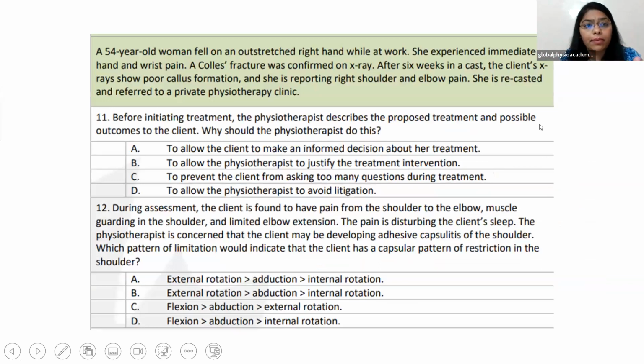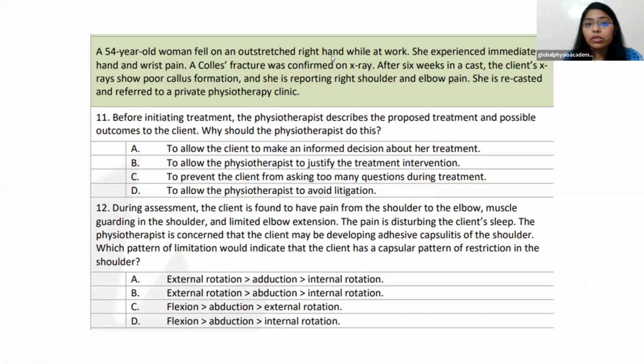So I'm just giving an example. This is the vignette. Vignette means first they give a scenario. So the question is: a 55-year-old woman fell on her outstretched right hand while at work. She experienced immediate hand and wrist pain. A fracture was confirmed on X-ray, so they already give you the diagnosis. After 6 weeks in the cast, the client's X-ray shows poor callus formation. She is reporting right shoulder pain and elbow pain. She is recasted and referred to a private physiotherapy clinic.